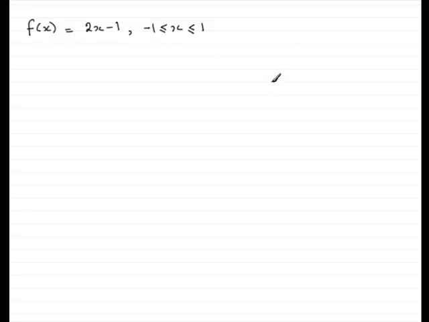graphs of the functions. Now, if I was to sketch the graph then of f of x, let's say it's y equals f of x, then I'm sketching this for values between minus 1 and 1. Now this kind of graph is of the form mx plus c, in other words, a straight line. So I only need to take the two endpoints to be able to sketch it.